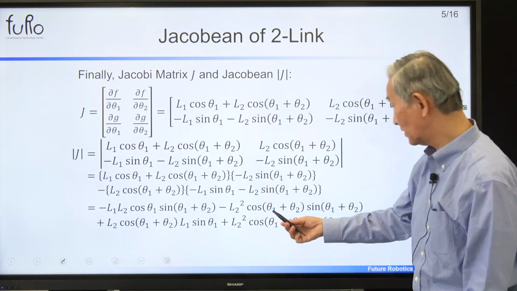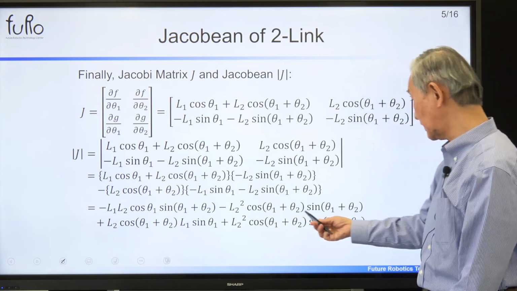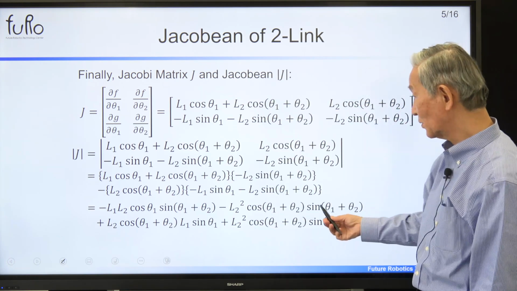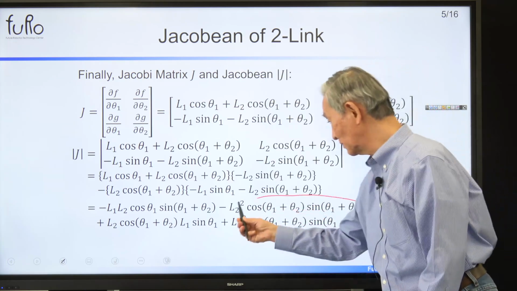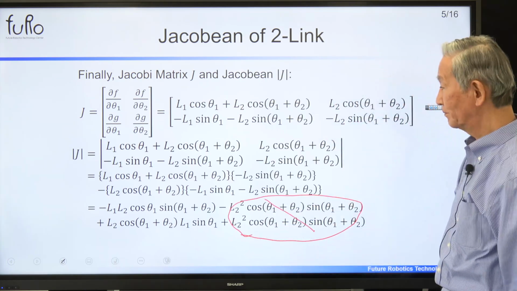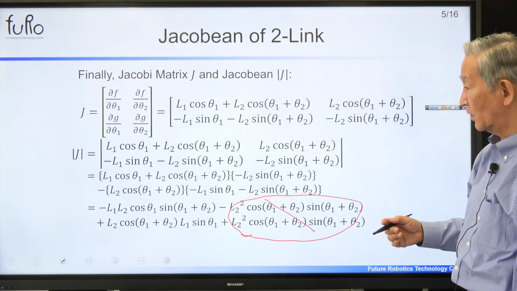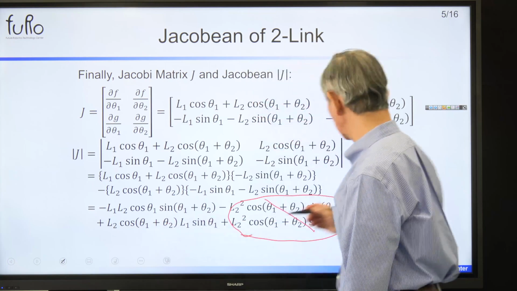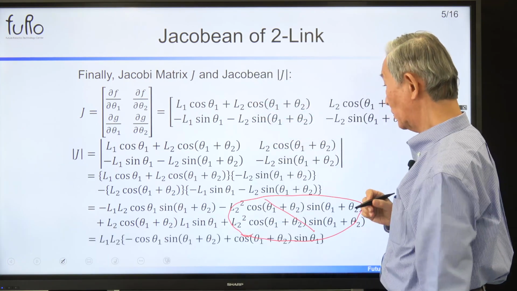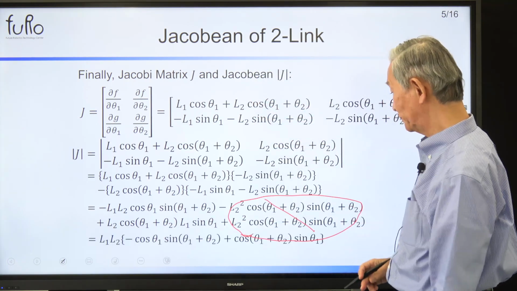If you look at this one here, it is cosine squared, sine, cosine, sine. So these two terms will drop, right? These two terms will drop. So that's the only term we have. And here, L1, L2, this is L1, L2. So therefore, what we got is this.